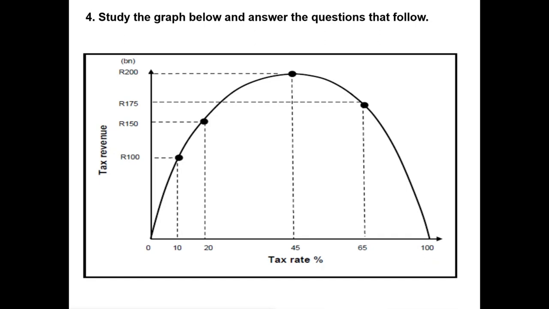They have maximum revenue of 200 billion rands tax revenue. That is the maximum revenue achieved by government. Thank you so much for that.